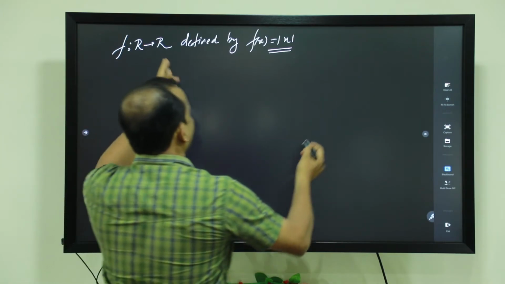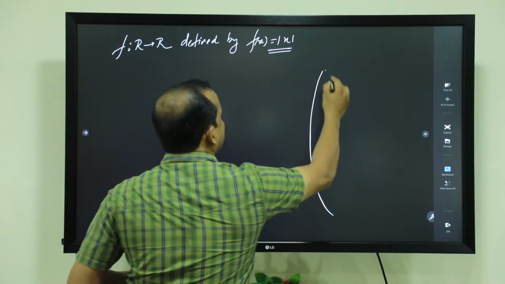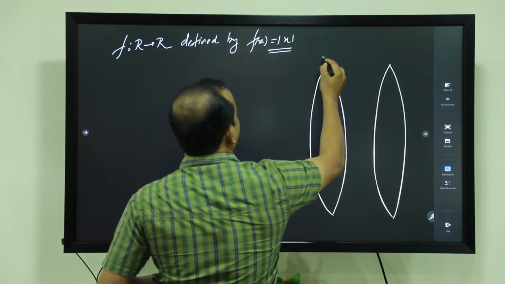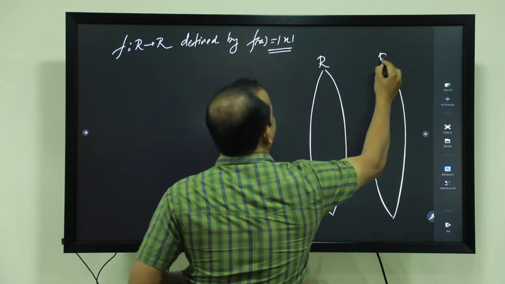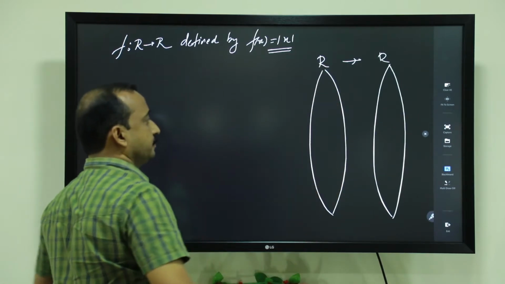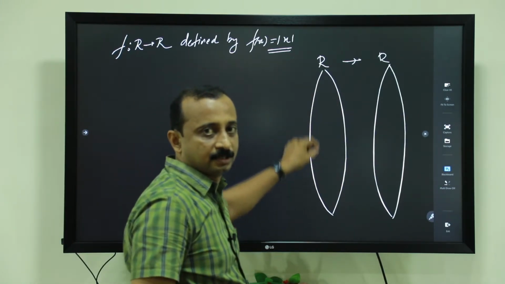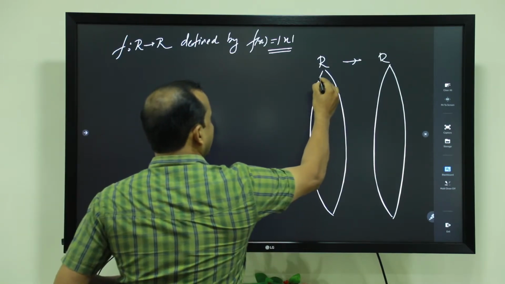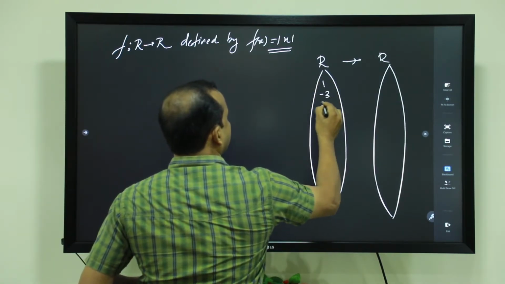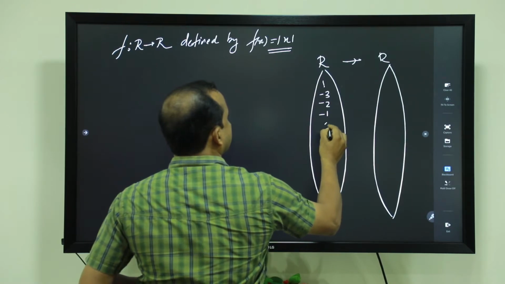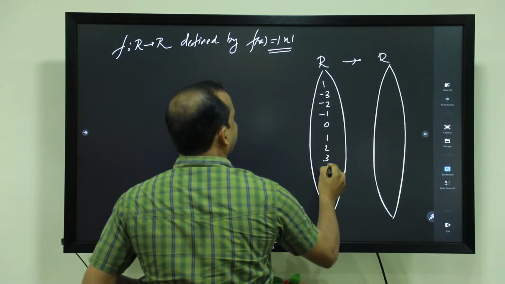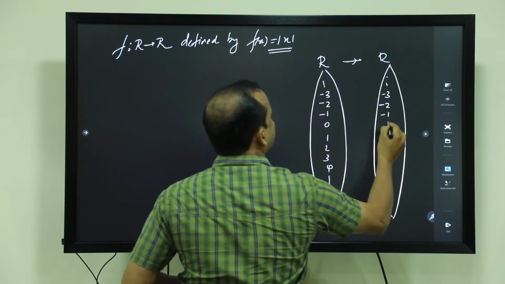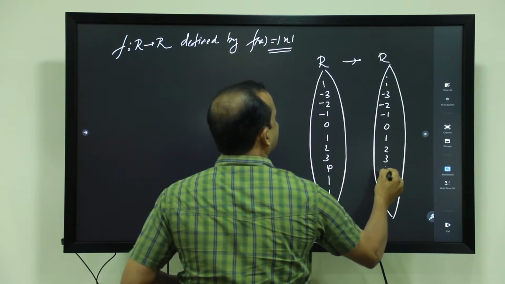First of all, we form these two sets, the set of all real numbers. The collection of real numbers is represented using an arrow diagram. R to R is very difficult to plot with all the real numbers in an arrow diagram. So we consider some integers, that is enough. Minus 3, minus 2, minus 1, 0, 1, 2, 3, 4, etc. Here also minus 3, minus 2, minus 1, 0, 1, 2, 3, 4, etc.